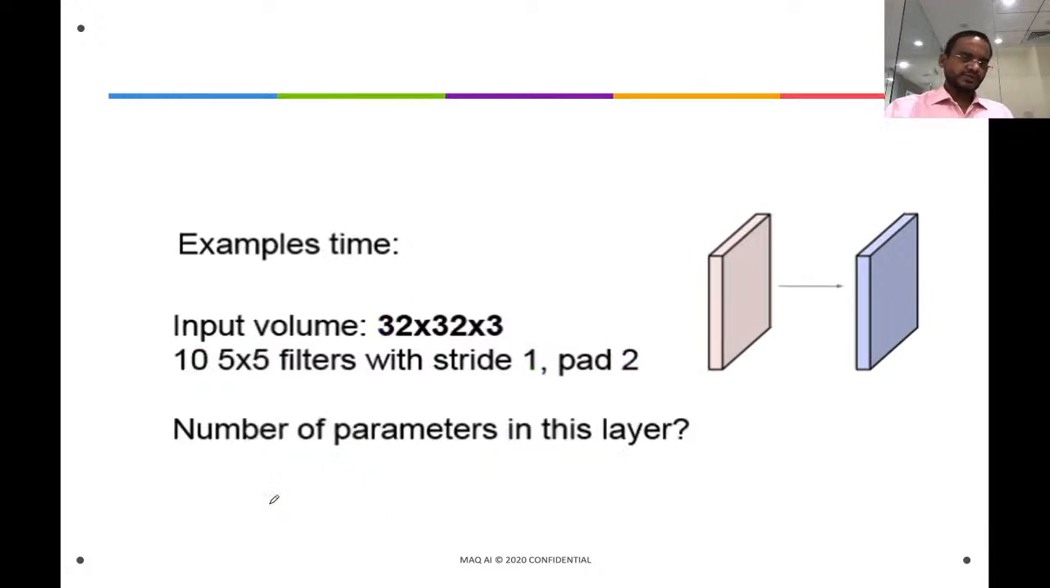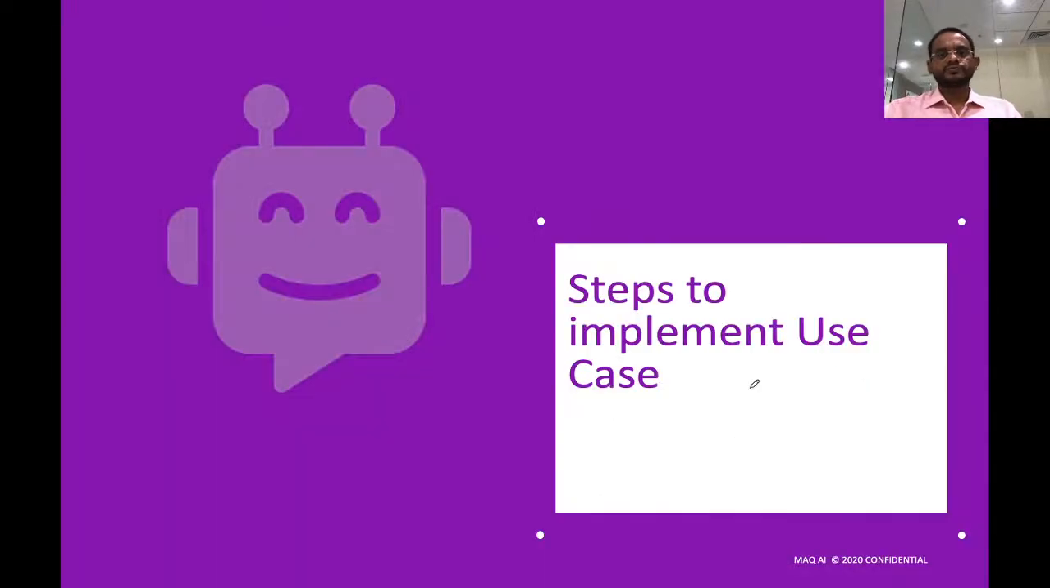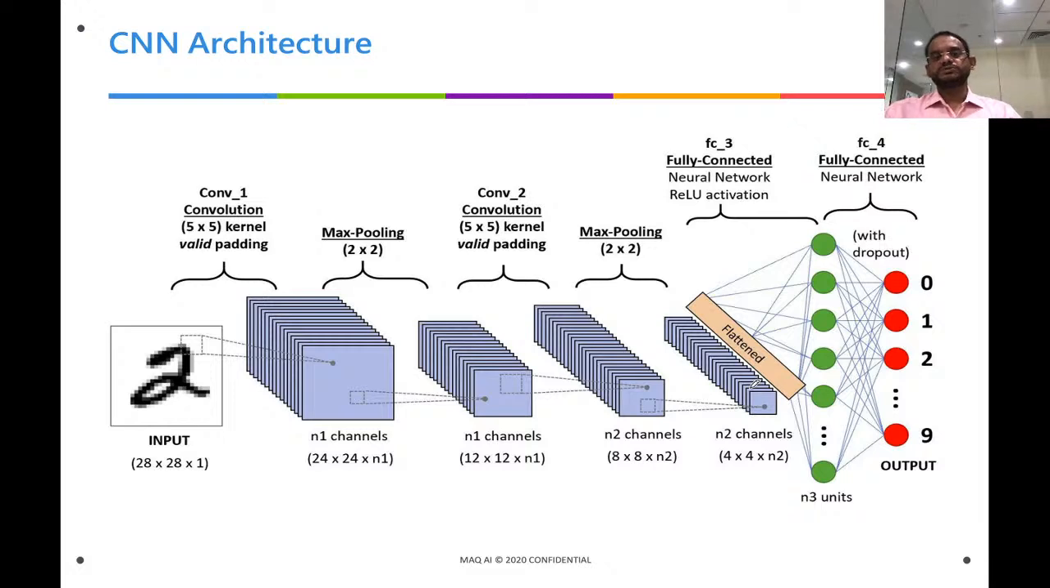Alright, now example, more details are available here. I don't want to spend time. Now what are the steps to implement? Since we are going to look at MNIST, let's see this data quickly.